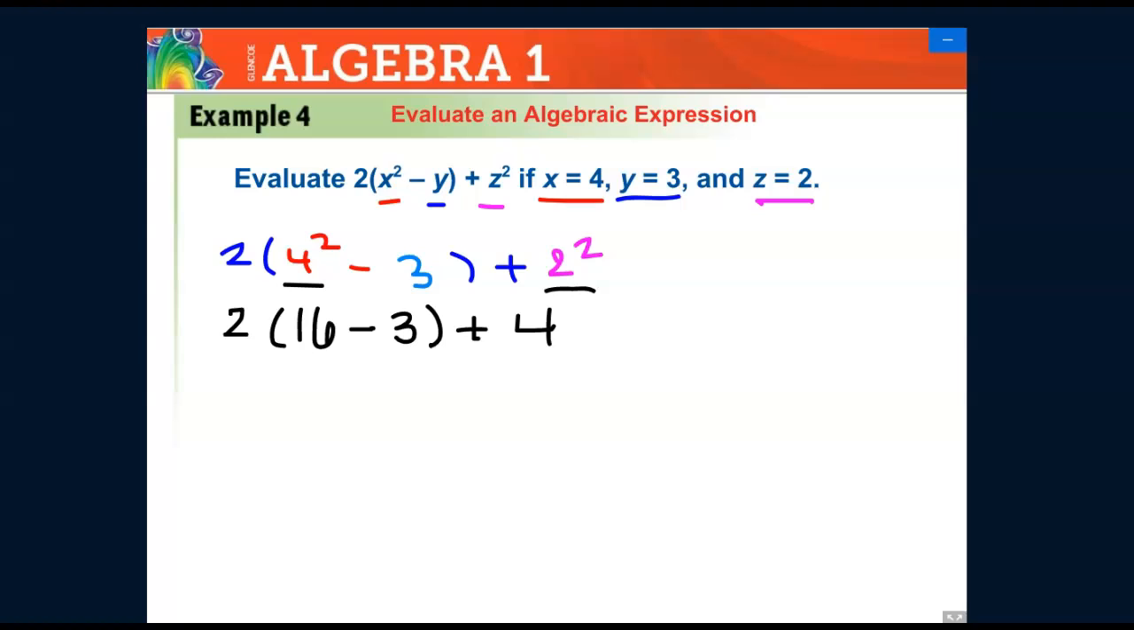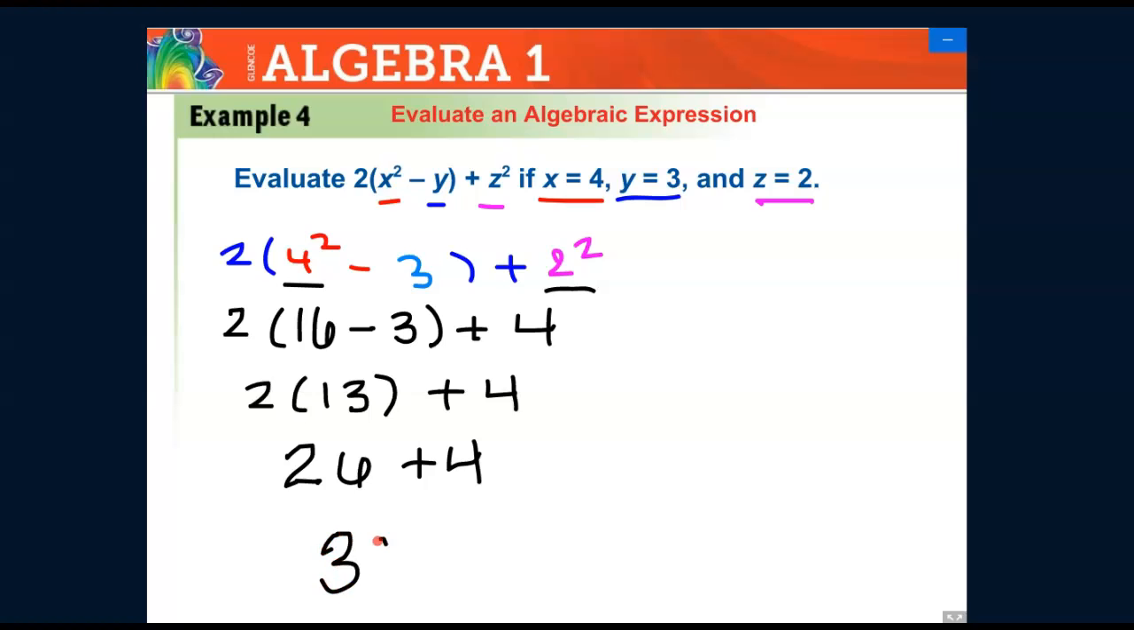All right, so 2 times 16 minus 3 plus 4. What's 16 minus 3? Good. It is 13. So you have 2 times 13 plus 4. 2 times 13 is 26, plus 4 is 30.